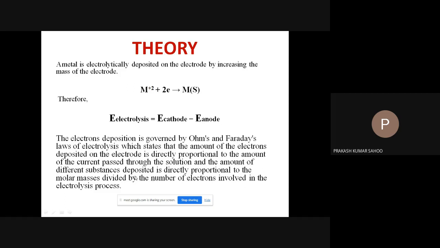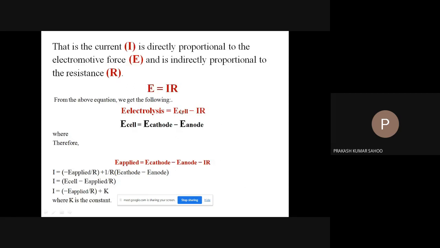Then we have, so this is E equal to IR. This is the EMF or E cell, that is equal to current into resistance. So we have the equation, the electrolysis EMF equal to E cell minus IR, because this will be calculated by using the Nernst equation, that is E equal to E0 minus 0.0591 by n log product by reactant. So this will be 1 by M2+ concentration, minus IR. So IR will be equal to the E.